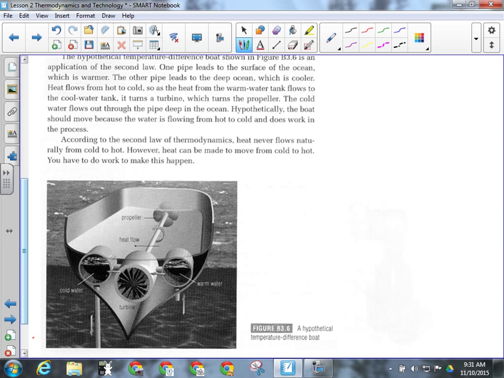So according to the second law of thermodynamics, probably not a bad idea to highlight that. Heat never flows naturally from cold to hot. Never. It's just like diffusion. Diffusion never goes against the gradient. It always goes down the gradient.